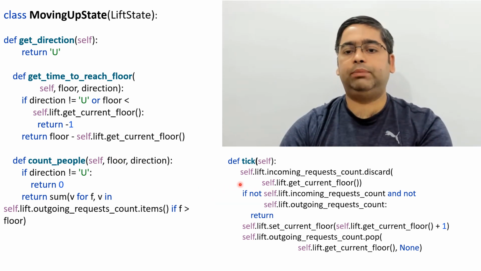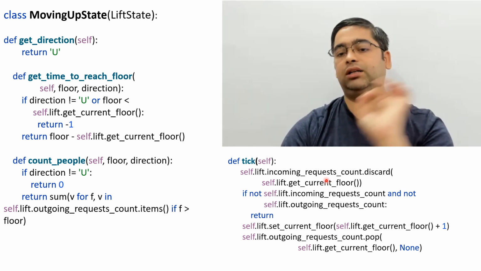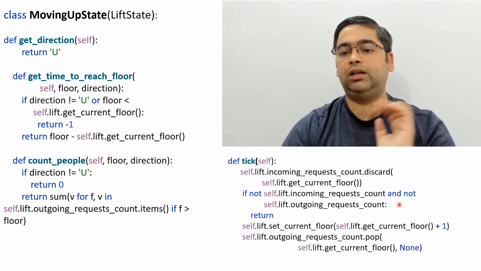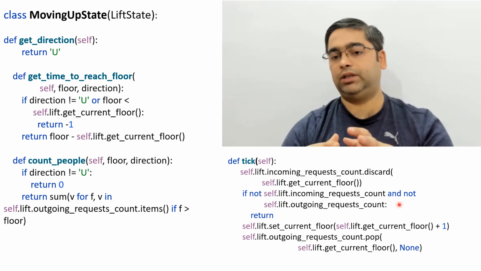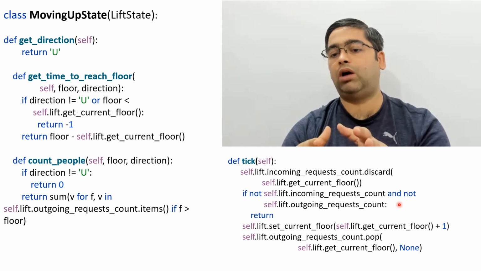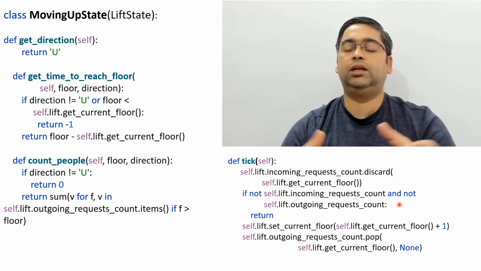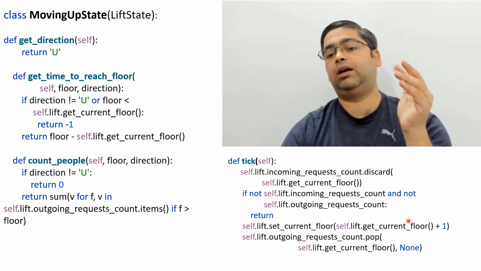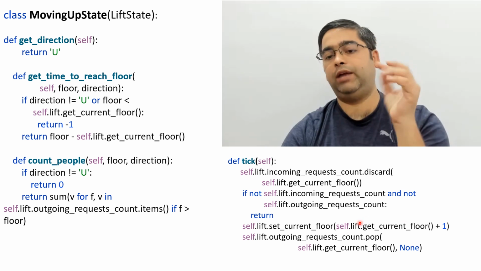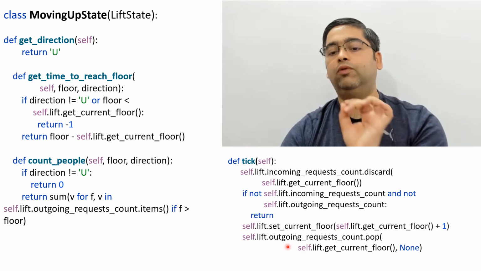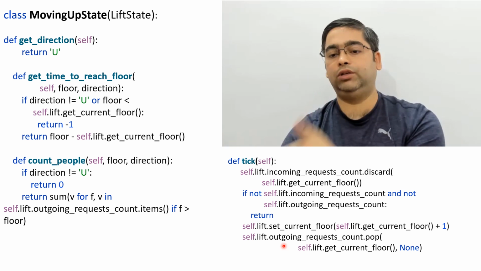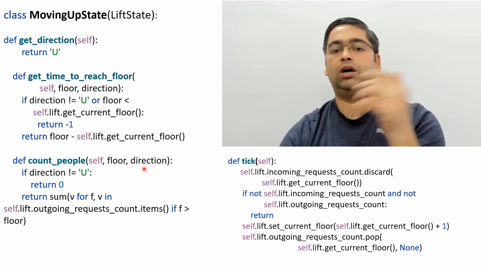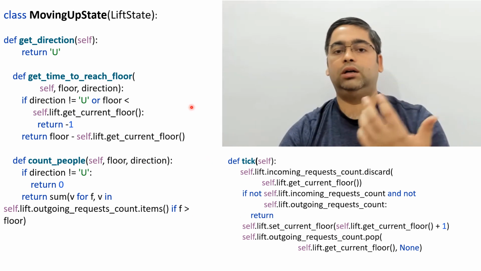Now we have the tick method. First of all, it discards the older requests. Then after discarding the older requests, it checks whether there are no more incoming requests. If there are no more incoming requests and no more outgoing requests, it simply returns, because it means there is no one inside the lift. Else it will simply increment the current floor. If the lift was at floor 4, it will become floor 5, and it will remove all the people whose destination floor is equal to the current floor. So all those people will move out of the lift. So this is how this whole class behaves.